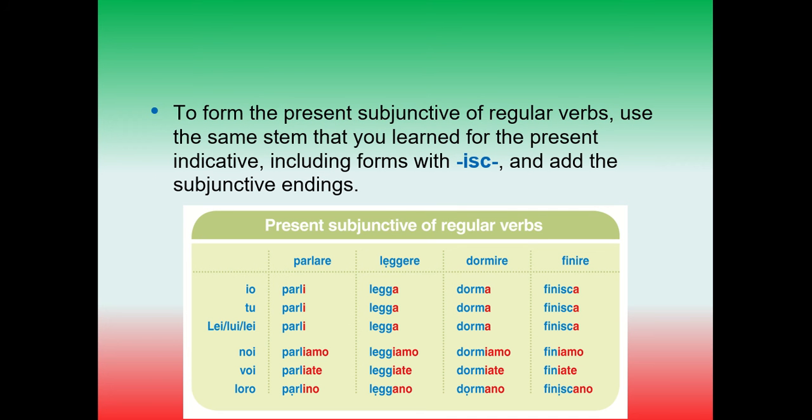To form the present subjunctive of regular verbs, you use the same stem that you learned for the present indicative, including forms with isc, and add the subjunctive endings. Take a look at the chart below and make sure to fill in these verb forms on your doc.